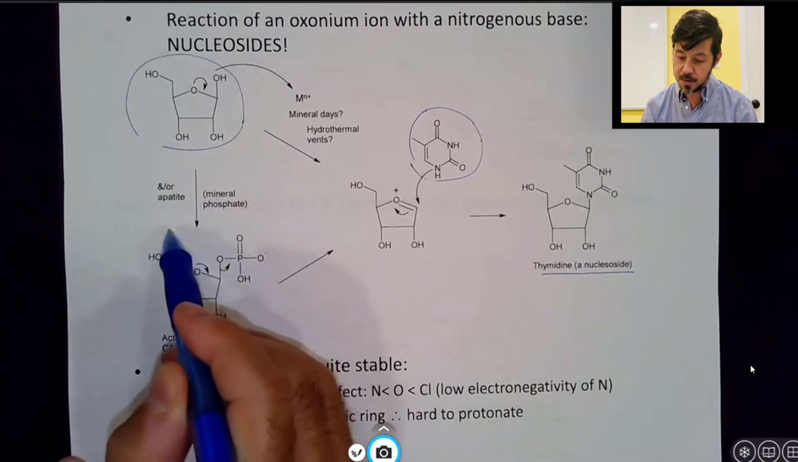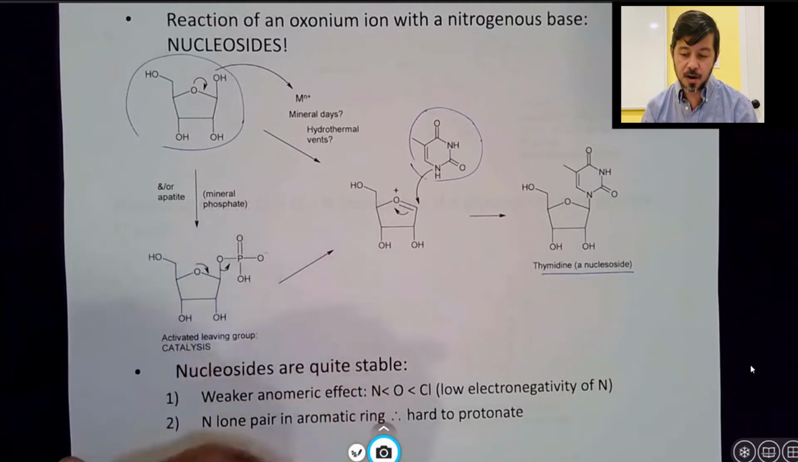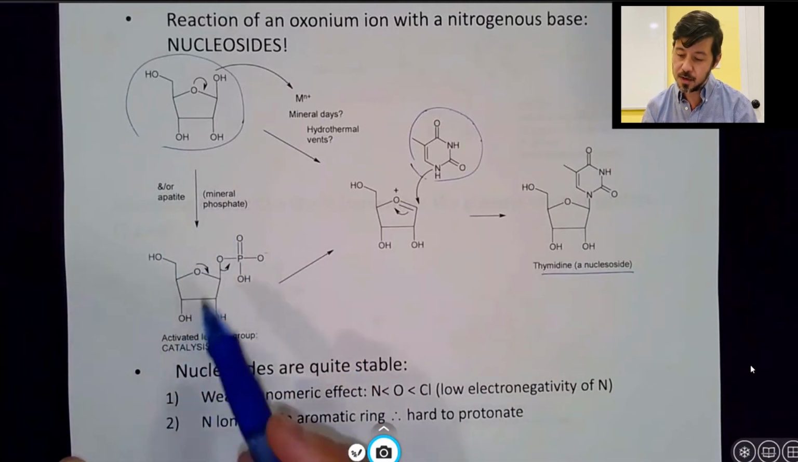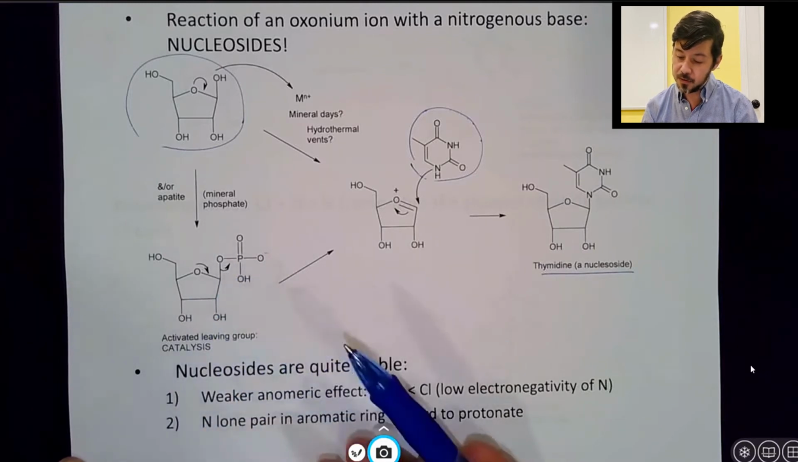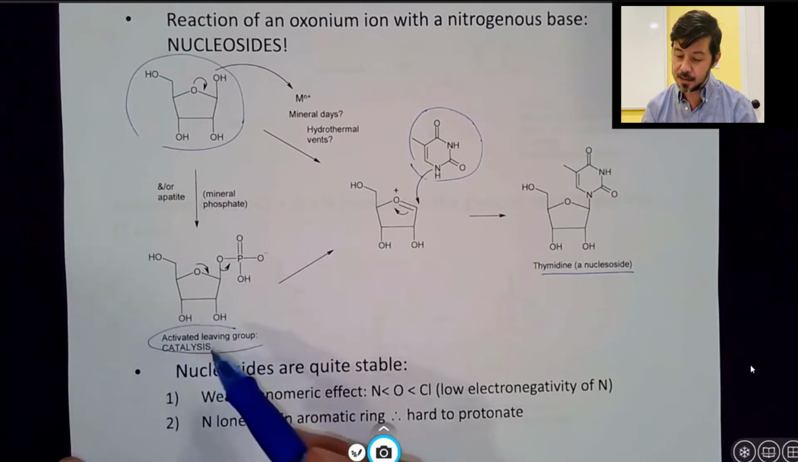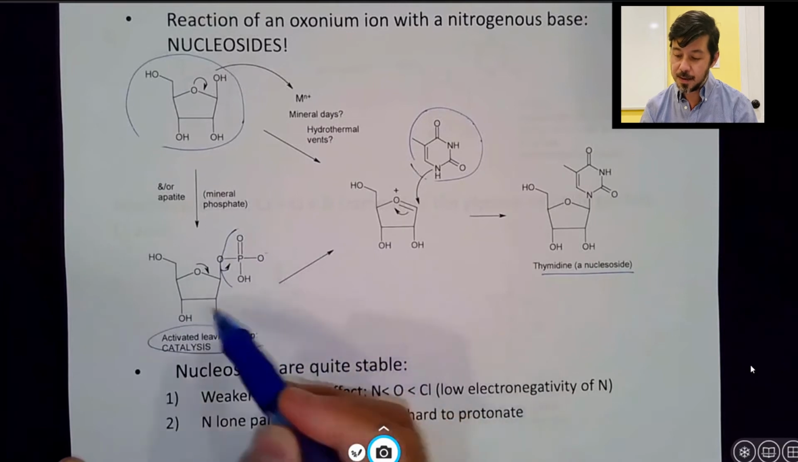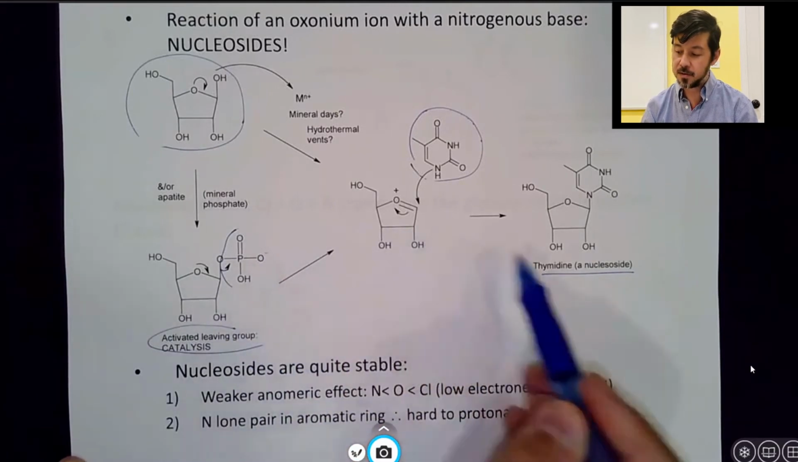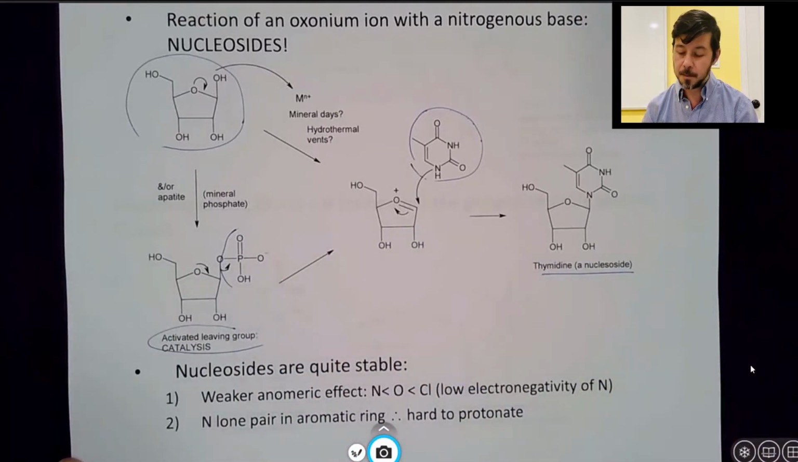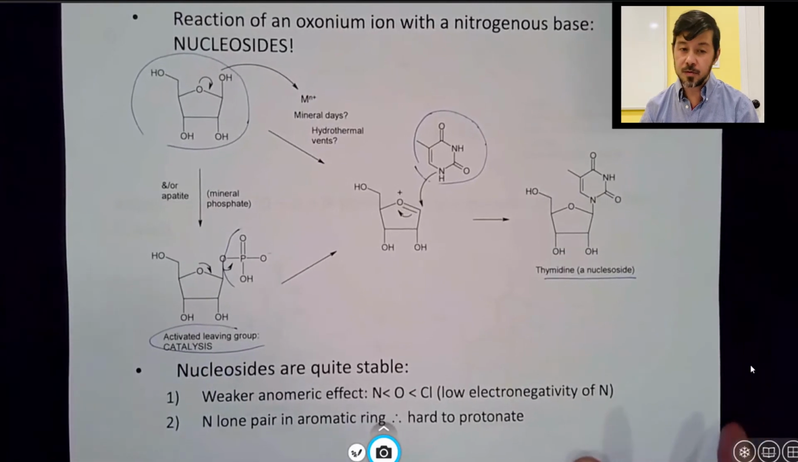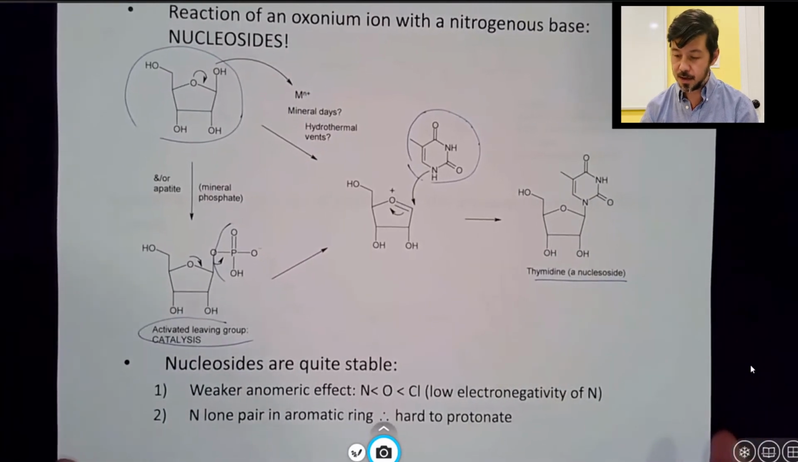Minerals like apatite could perhaps facilitate this reaction. Phosphates, which are good leaving groups, can be activated by catalysis. You now have a good leaving group, and perhaps this could have also led to the synthesis of nucleosides. No one really knows for sure what exactly happened.